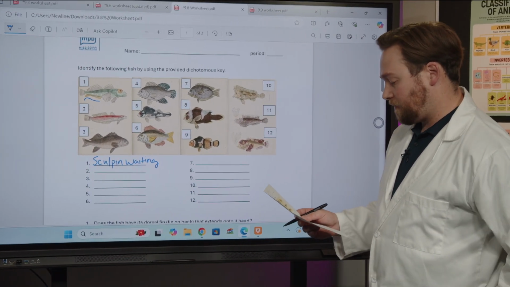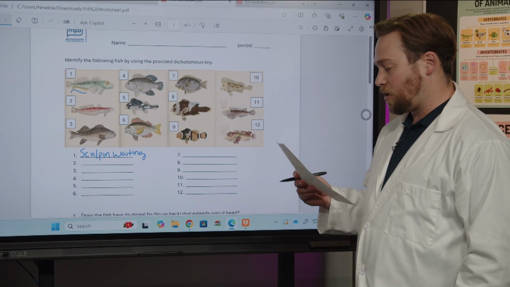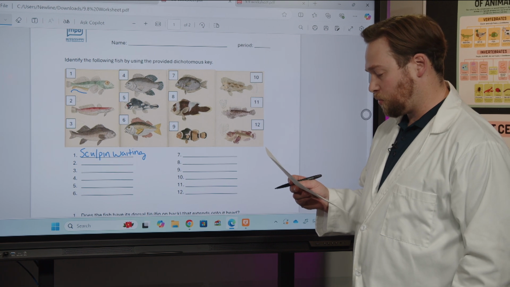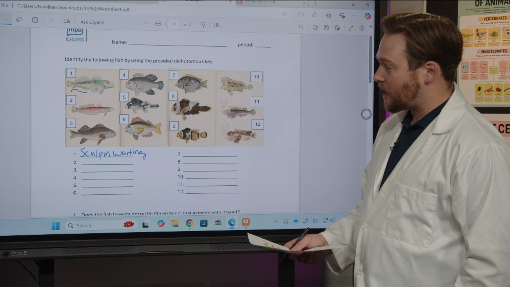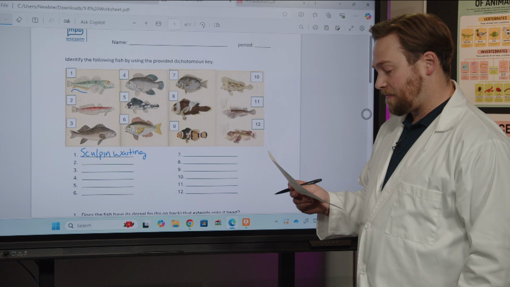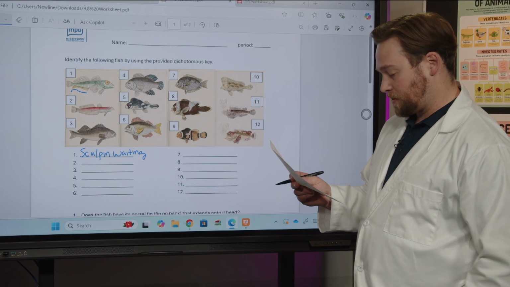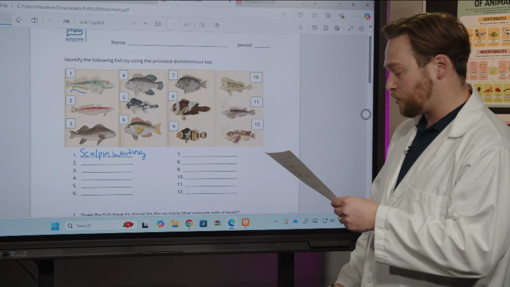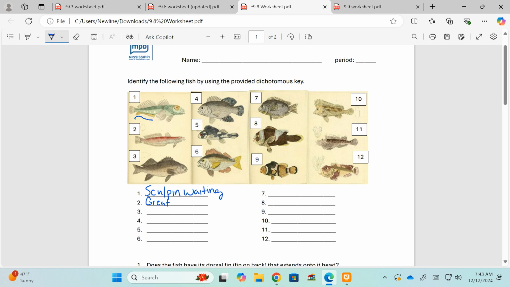All right, so for the second fish, we'll start at number 1. It says, does the fish have its dorsal fin on its back that extends onto its head? It really doesn't. So we'll go to number 2. Does the fish have yellow fins? Looking at that fish, I don't see any yellow fins, so no. It tells us to go to 3. Number 3 says, does the fish have a red stripe on its back? Looking at that fish, it does look like it has a red stripe on its back. If yes, this fish is a greater weaver. So that is what this fish is. Greater weaver. All right, let's go to the next one.